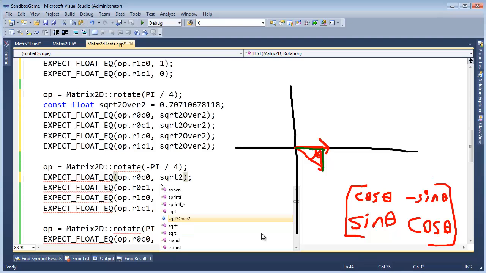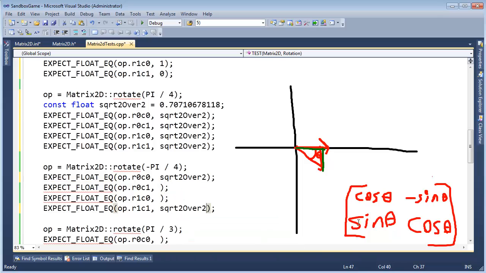Square root 2 over 2 for the cosines. That's true. And then the sines, well, sine theta is now negative square root 2 over 2, but then we've got a negative of a negative. Right? It's a minus minus operator, kind of like a negative of negative square root 2 over 2. Well, I can just say square root 2 over 2.